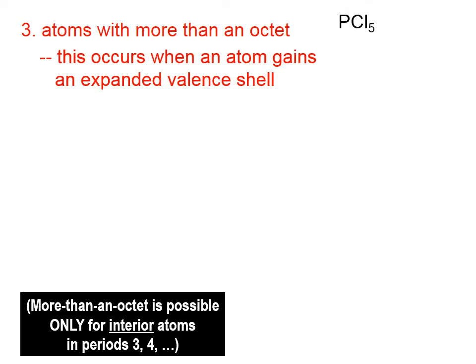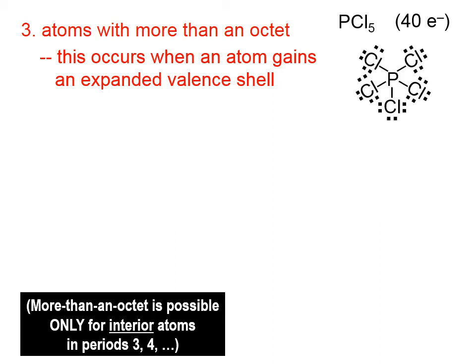For example, this molecule here, PCl5. If we count up valence electrons, chlorine has 7. 7 times 5 is 35, plus phosphorus has another 5, so that's 40. When you draw a Lewis structure for this, and this is the correct Lewis structure, you will see that phosphorus has a total of 10 electrons around it, not 8. This is one of those cases where the octet rule is violated.